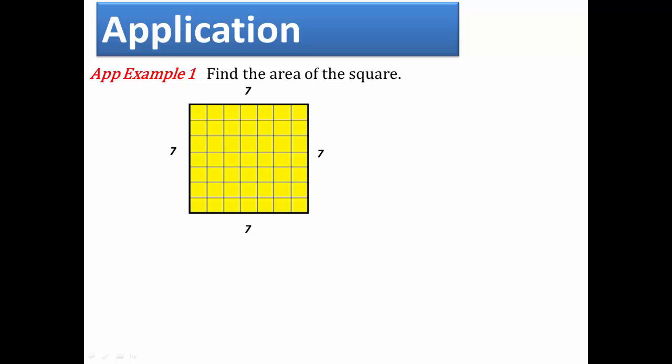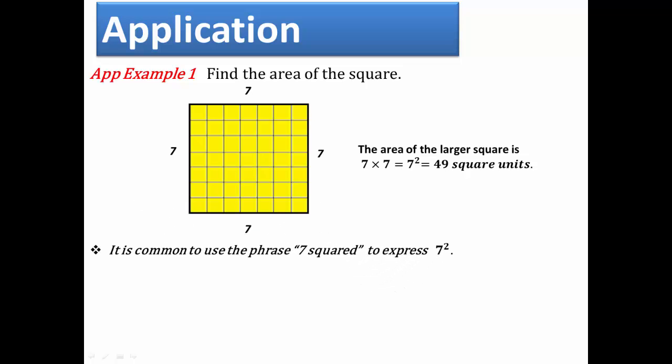To find the area of the larger square, we must multiply 7 times 7, which is the same as raising 7 to the second power. This equals 49 square units. That means there are 49 squares with sides length 1 that make up the larger square. For this reason, it is common to use the phrase 7 squared to express 7 raised to the second power. Of course, this is true for any base squared.